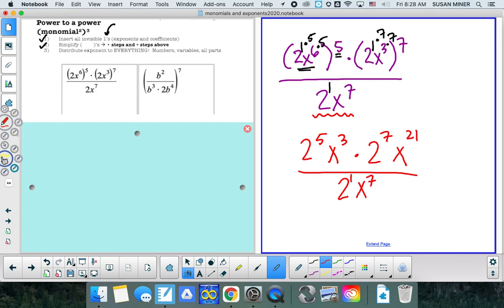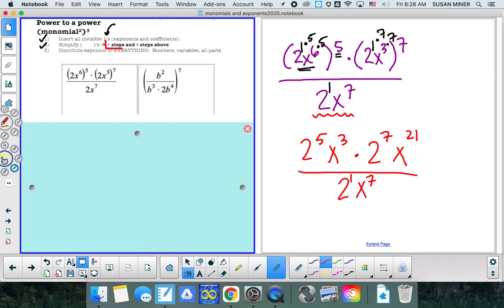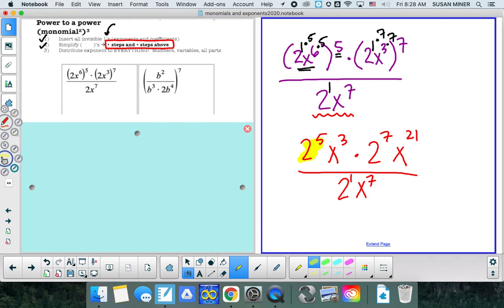Okay, then step 2 says, after I simplify in the parentheses, I need to use my multiplication and division steps from above. So now this is just kind of a regular problem that I can solve using my multiplication or division steps. What I need to remember is that now this 2 to the 5th power is acting like a base. And so I'm going to apply the rules of multiplication to those 2's as well. I'm going to treat them like they're a letter instead of a number.